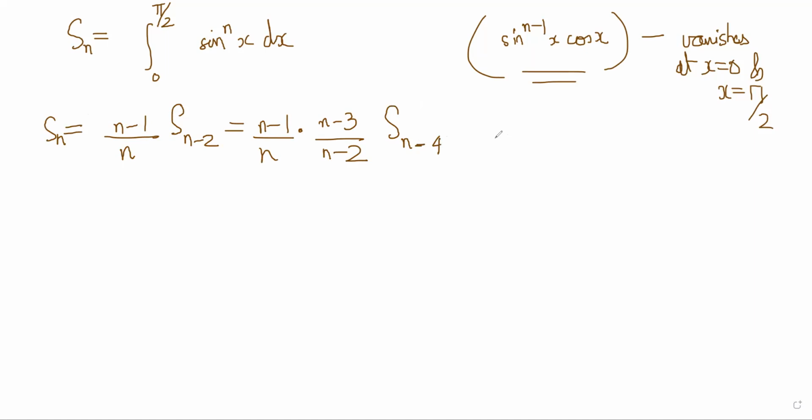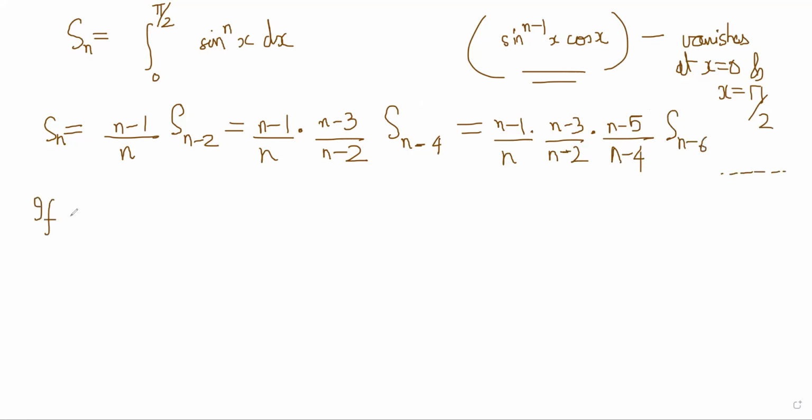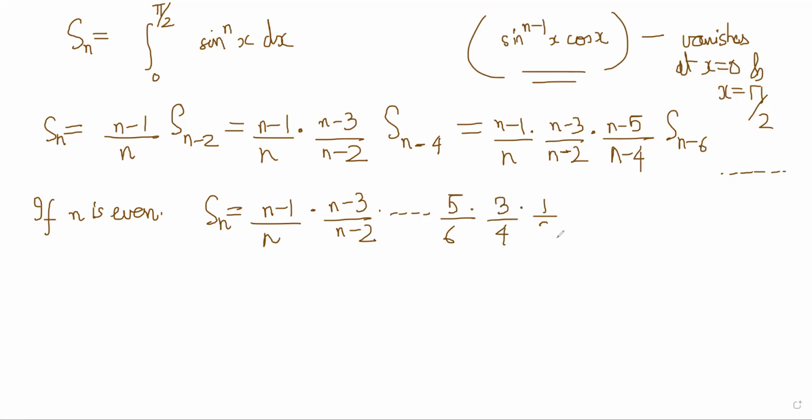And similarly, going forward one more step, you get (n−1)/n, then (n−3)/(n−2), multiplied by (n−5)/(n−4), S of n−6, and so on, right? If your n is even, you'll eventually get S_n equal to (n−1)/n multiplied by (n−3)/(n−2), multiplied so on by 5/6, and then it will be 3/4, then it will be 1/2, and then finally it will be S of 0, right?